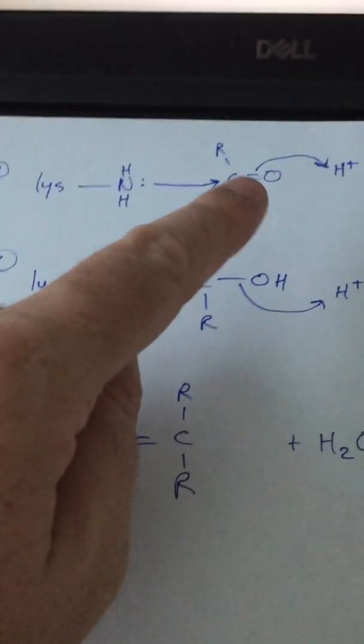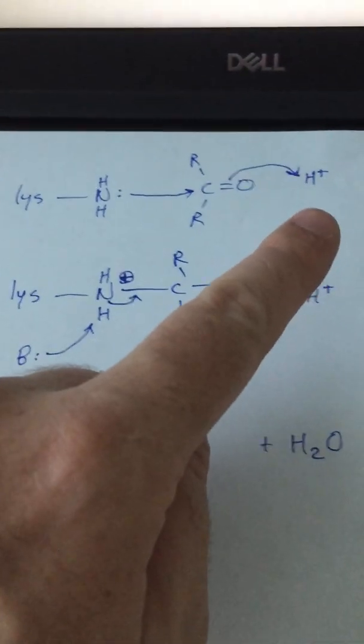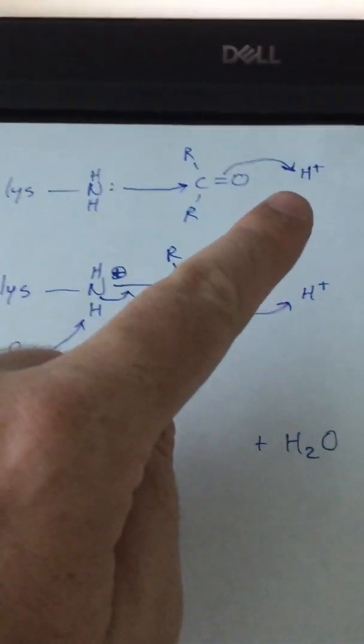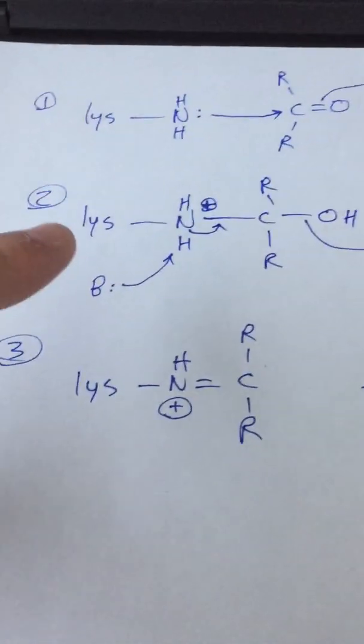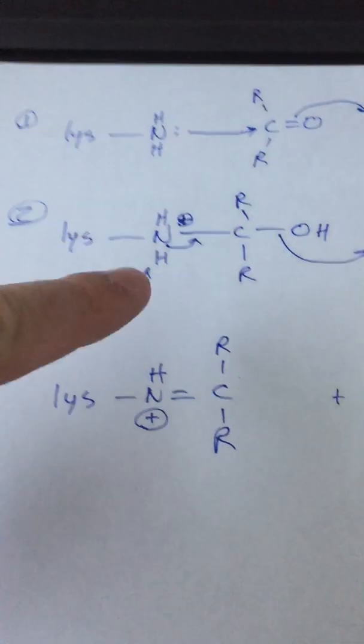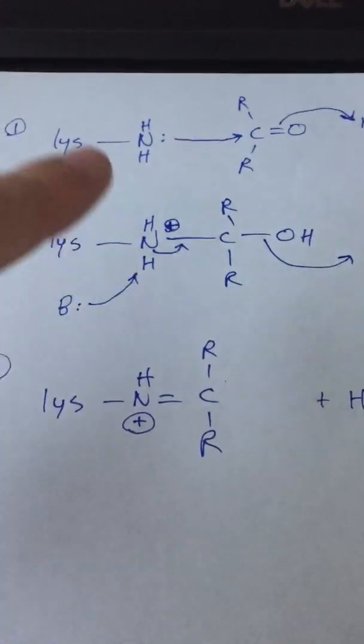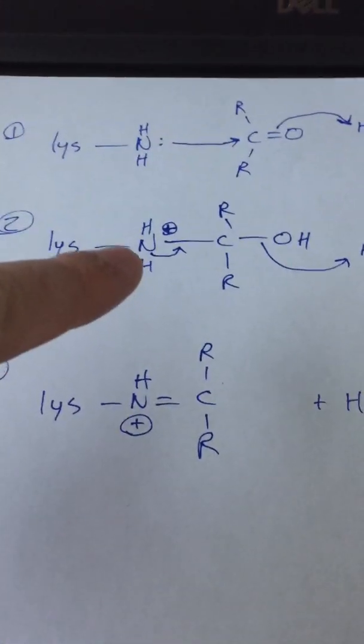pushing the electrons up onto the oxygen, but they're going to go ahead and get protonated. So you can draw this as an acid here. You can draw it as water or just an H+. H+ is the easiest if you want to just do that. Now in the second step, we have our lysine. It still has 2 hydrogens on it because we haven't lost any. We started with 2 hydrogens, and we still have 2 here.